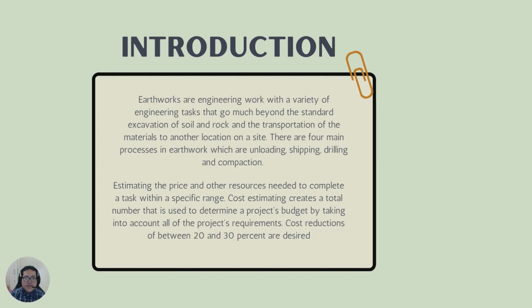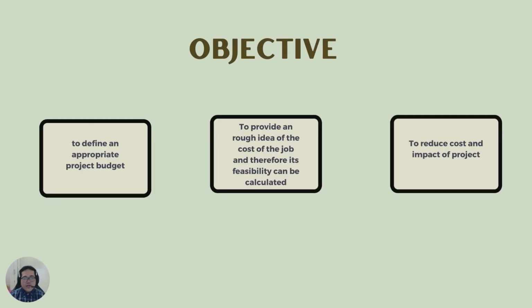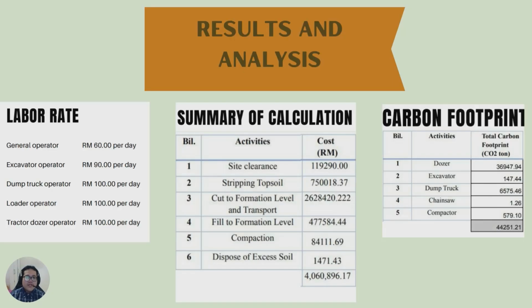So the objective for costing and estimation is, first, to define an appropriate project budget. The second one is to provide a rough idea of the cost of the job, so that its feasibility can be calculated. And last but not least is to reduce costs and the impact of the project. So for the cost and estimation, this is the result and analysis.